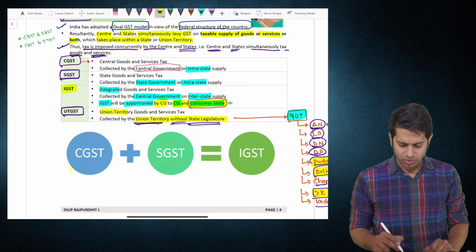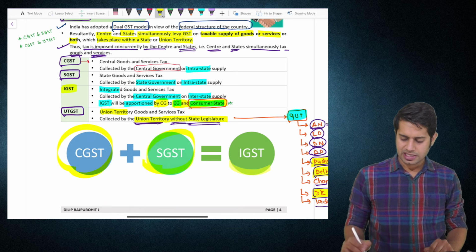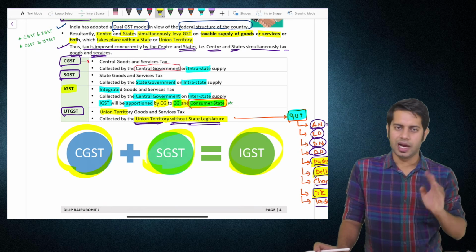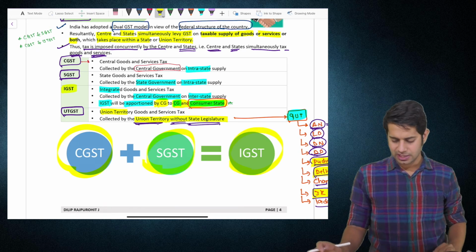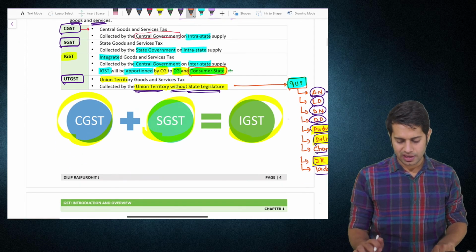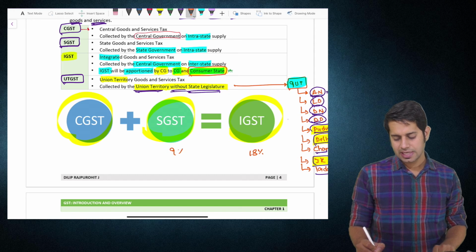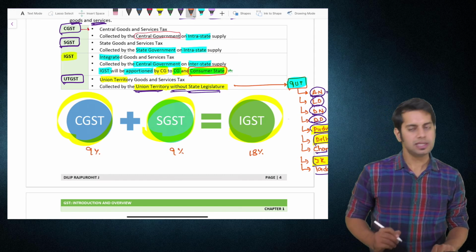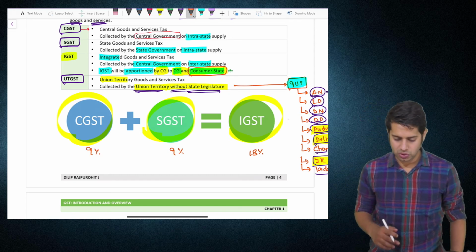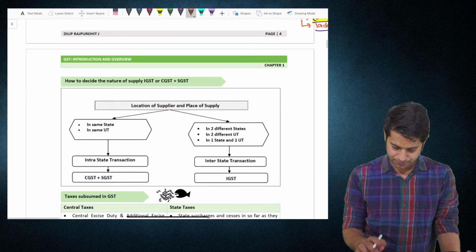So normally CGST plus SGST is equal to IGST. IGST is CGST plus SGST. So in your examination, if they give the rate of IGST as 18%, that means CGST is 9%, SGST is 9%. Okay, that is something which you should keep in mind.